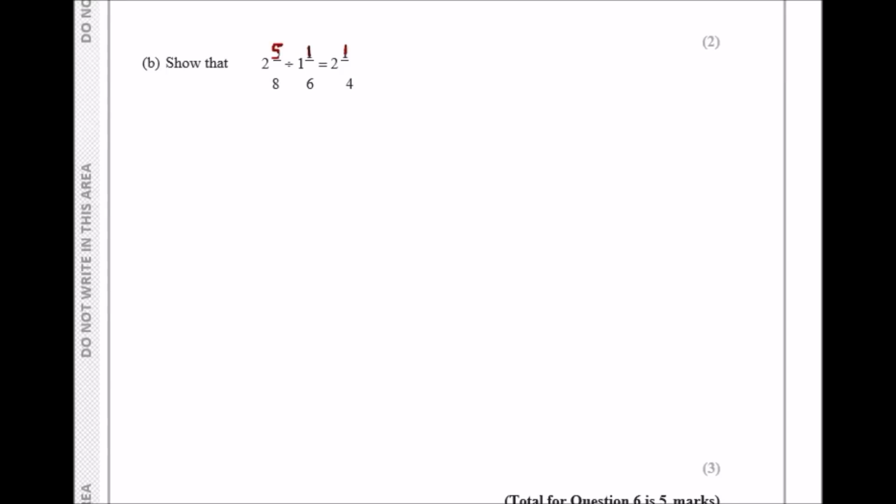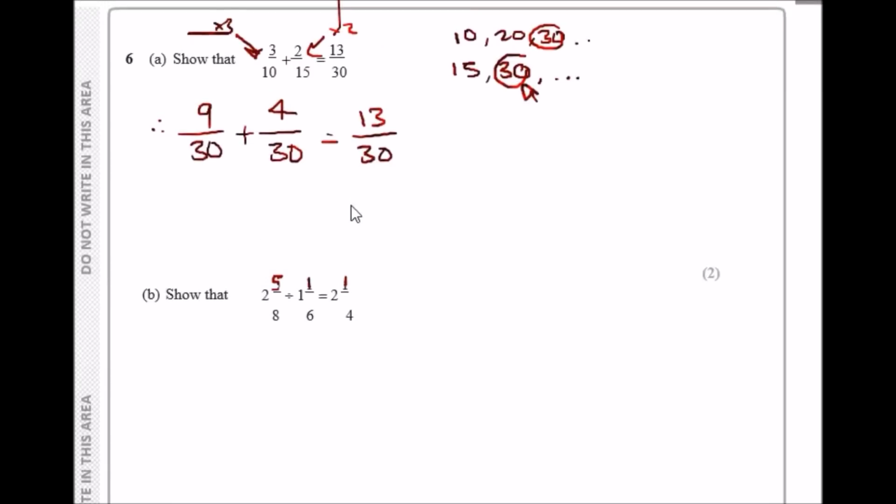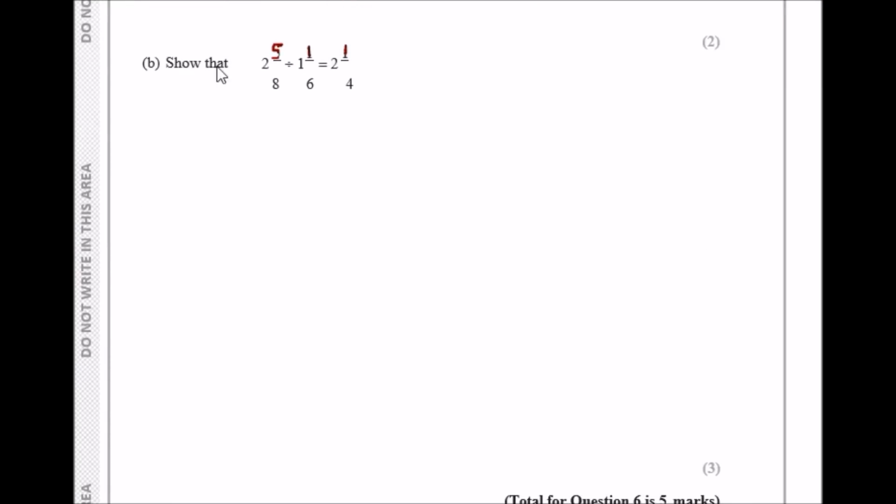Okay, so at this stage, now we're moving to part B, 6b. We're going to show that 2 5/8 divided by 1 1/6 equals 2 1/4. So same thing applies. Here we're going to get the common denominator, and also because we're doing mixed fractions, we need to convert them back to their original improper fractions. So it's easy to do.